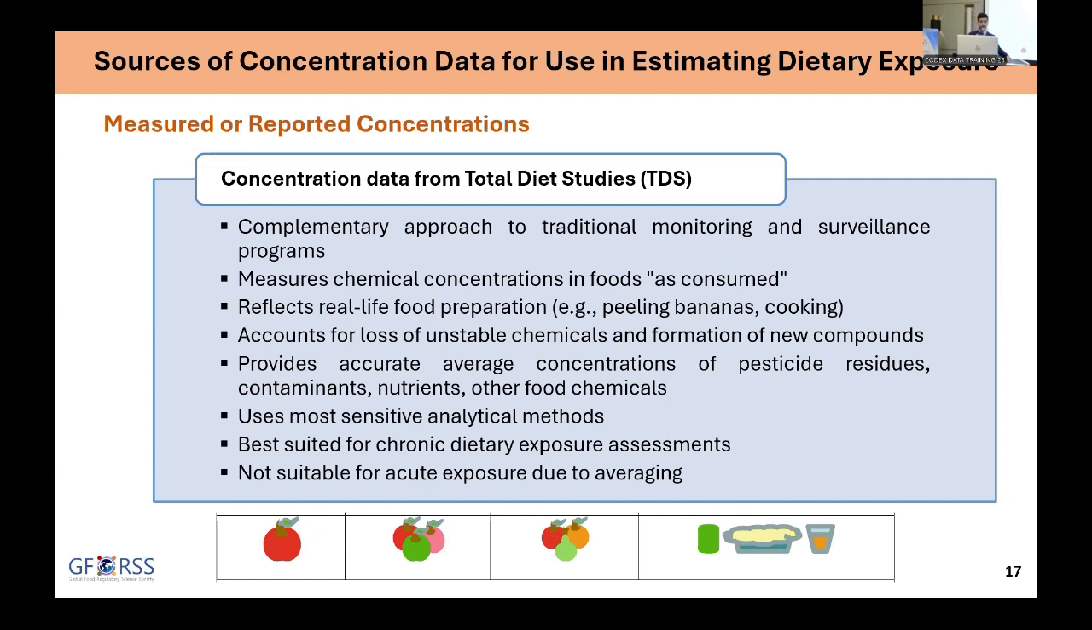That's just an example. It is best suited for chronic dietary exposure, as Professor Sam said, because it's continuous. Normally, when a total diet study is implemented, it is continuously updated and implemented. It's not limited to a monitoring and surveillance program scenario. It is not suitable for acute exposure because we're averaging, okay? We have composite samples that are analyzed, so the information itself is an average, not suitable for acute exposure, but very suitable for chronic dietary exposures that we will be discussing.